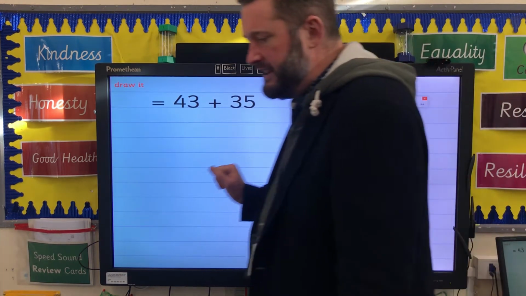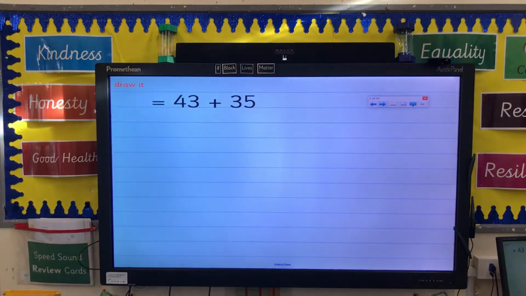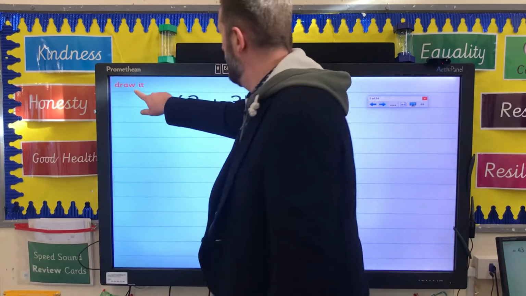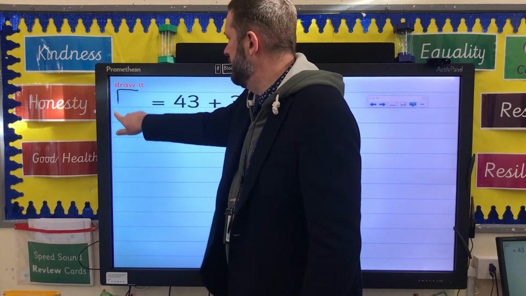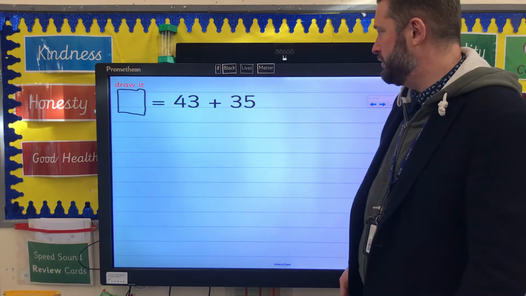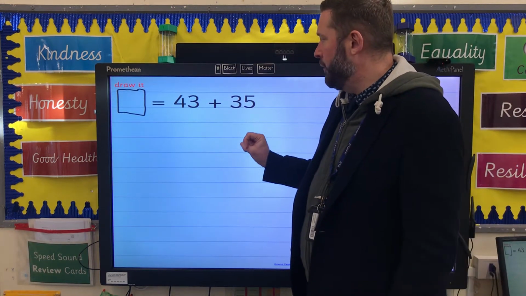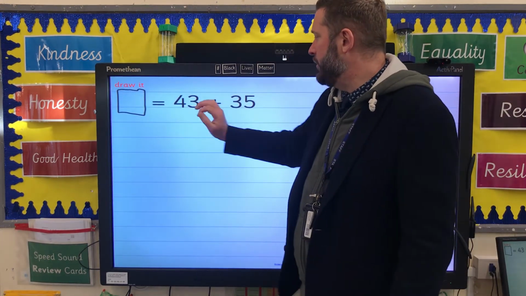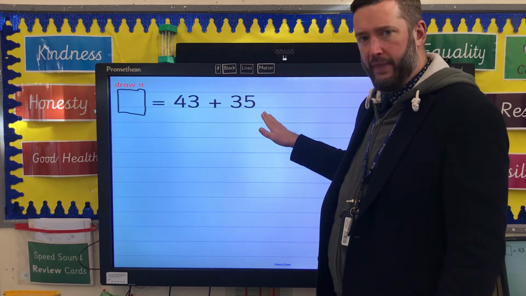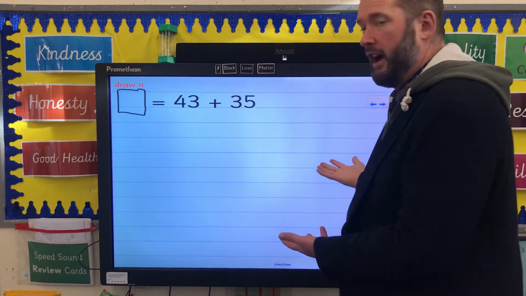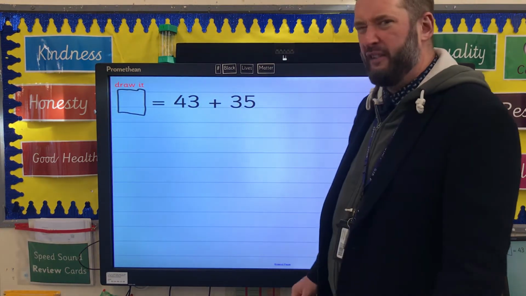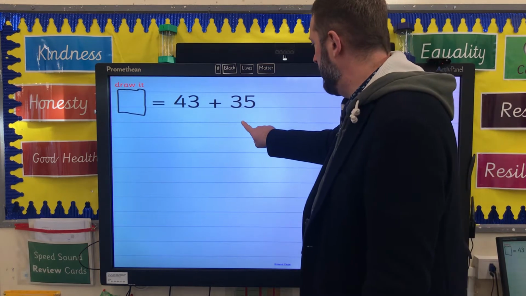Okay. The next calculation. Now, it looks a little bit different, doesn't it? Remember, with calculations, the answer can come first. Don't get confused. Read the calculation for me. Something equals 43 and 35. Okay, that's what we've got to work out. I've got no place value chart because I'm going to draw it. We're really good at this now. I'm going to draw my place value chart.